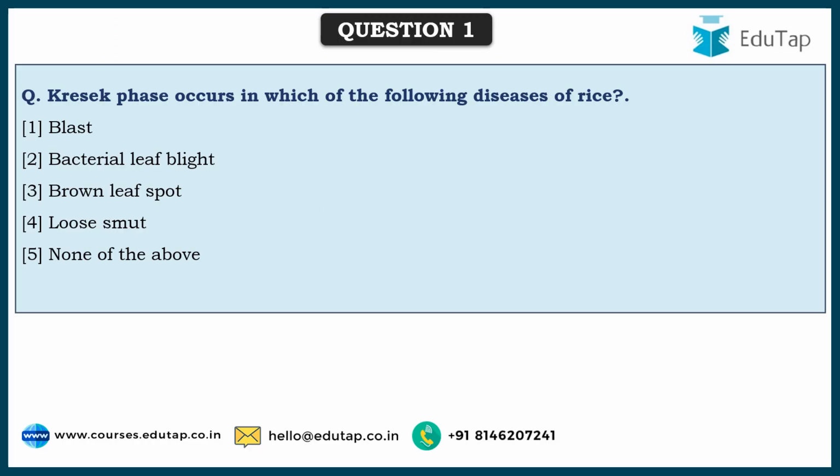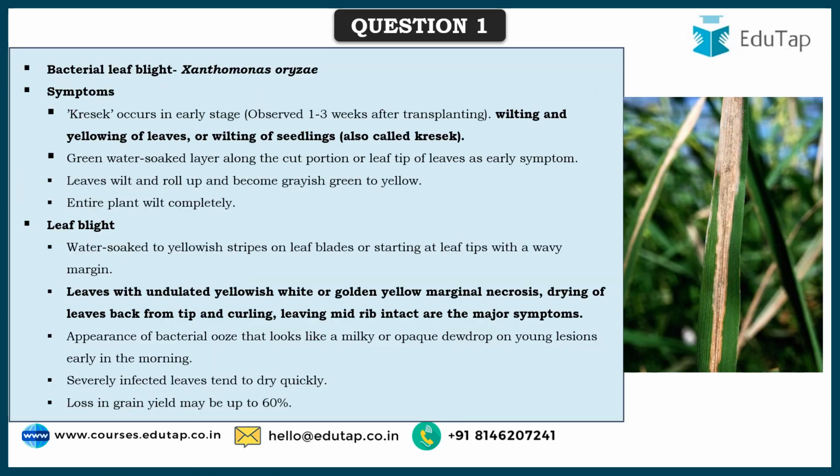So friends, here comes the first question, which says: Crescent phase, it's a phase that occurs in which of the following diseases of rice? Now Crescent is nothing but a wilting or yellowing of leaves and drooping, and this Crescent phase is a typical phase that occurs in bacterial leaf blight. Bacterial leaf blight of rice is caused by Xanthomonas oryzae, and this crescent phase occurs in the early stage, generally observed during 1 to 3 weeks after transplanting. The wilting and yellowing of leaves or the wilting of seedlings is called crescent.